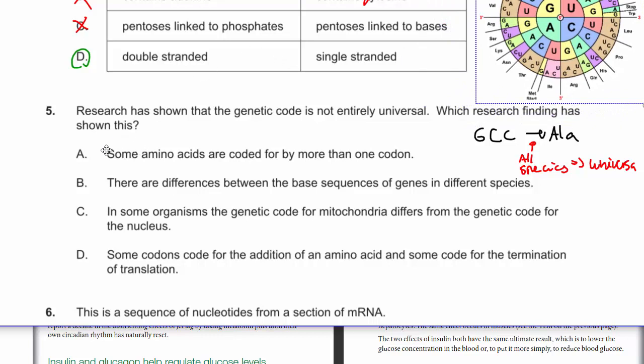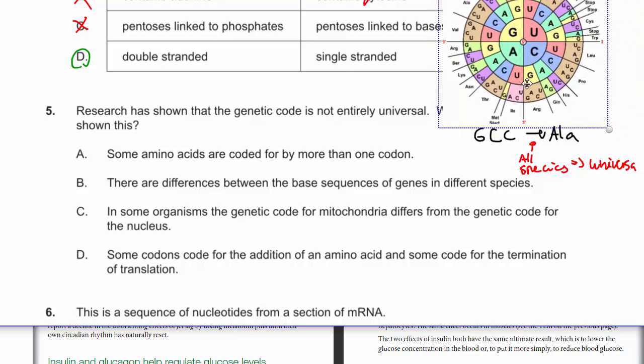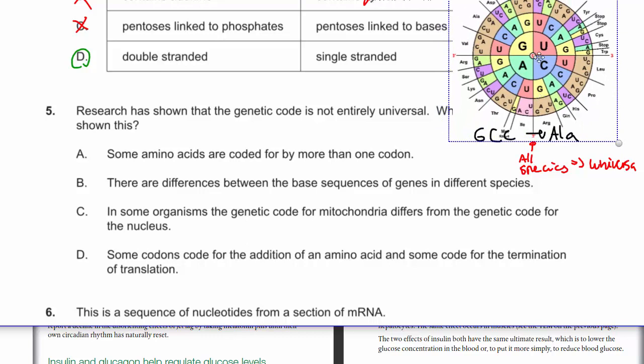Some amino acids are coded for by more than one codon, and this does not violate universality, because if you see here G, guanine, cytosine, and then cytosine or uracil or adenine, the last base in this particular codon does not matter. So you can have GCC or GCU. Both of them would give ALA, but as long as GCC and GCU mean alanine, it's still universal. So this is wrong. This is not evidence for breaking the universal code.